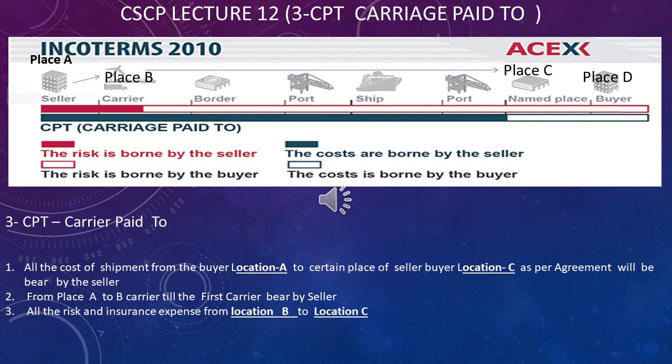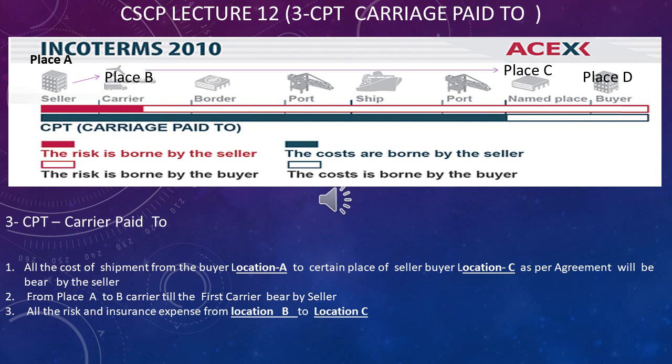So it depends upon your contract. Maybe you can shift all the risks to the buyer from point A directly to point C. So we assume that there is a warehouse B which may have a loading facility for the courier, or the warehouse may be near to the courier, near to the port.